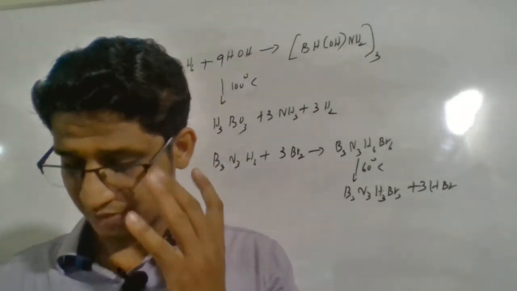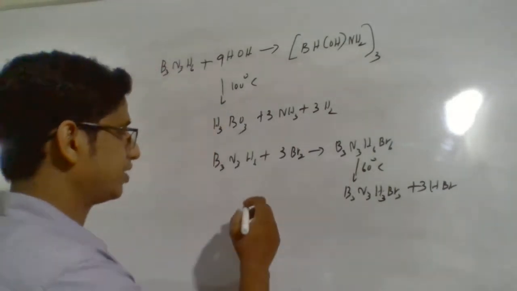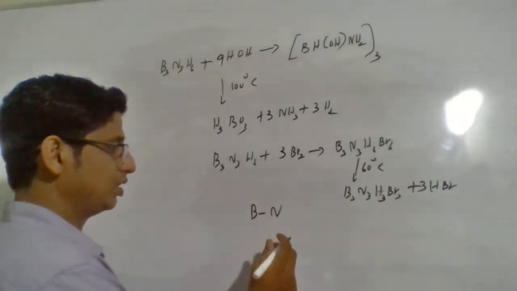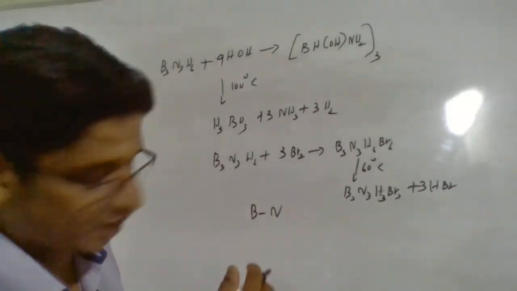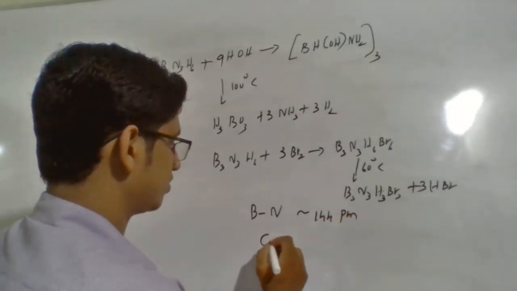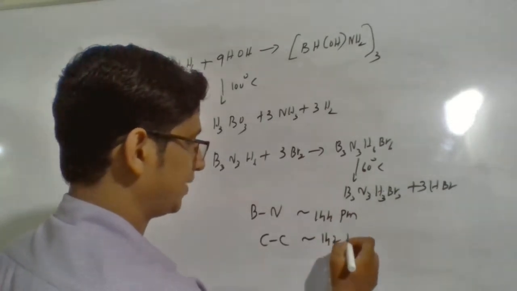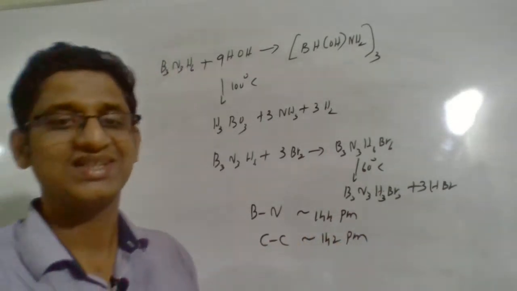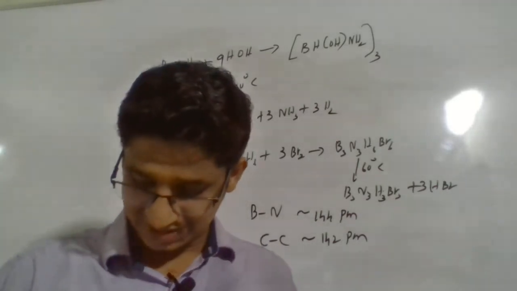Now we already discussed the structure. If you talk about the boron-nitrogen bond length in borazine, it comes to around 144 picometers, which is very similar to the carbon-carbon bond in benzene, which is 142 picometers. That again suggests a similarity with benzene.